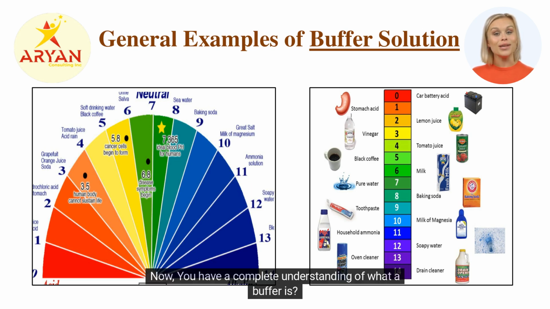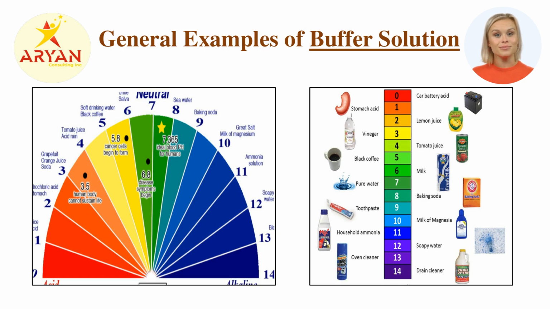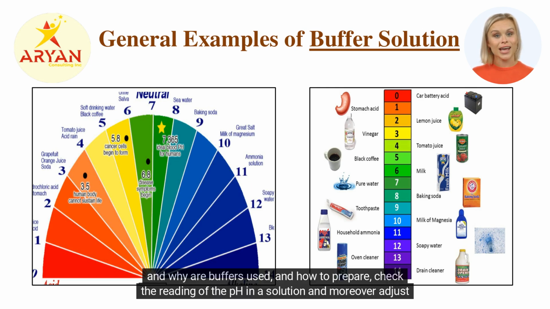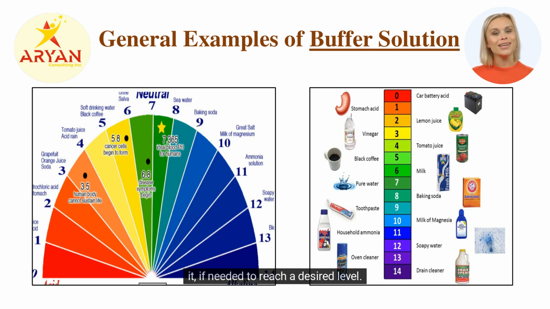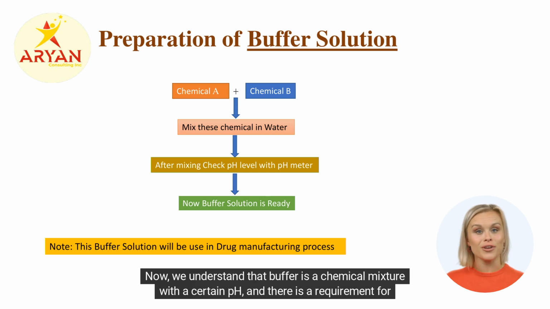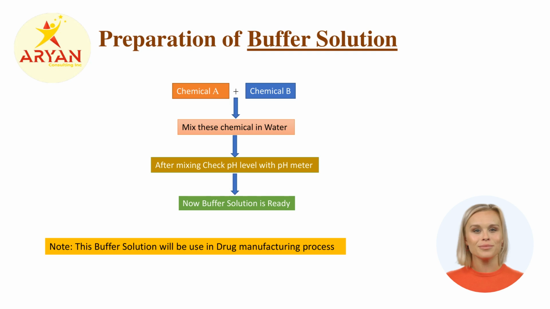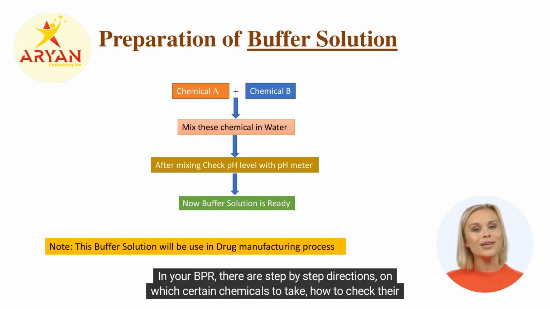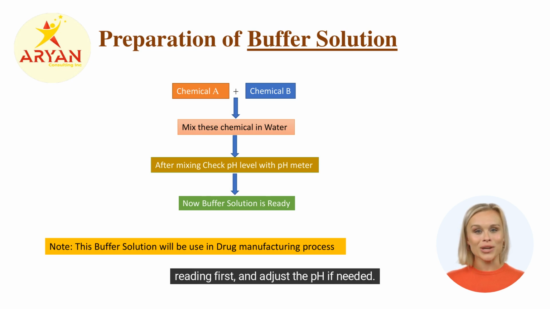Now you have a complete understanding of what a buffer is, why buffers are used, and how to prepare. Check the reading of the pH in a solution and moreover adjust it if needed to reach a desired level. Now we understand that buffer is a chemical mixture with a certain pH, and there is a requirement for the drug to take it to a certain level. In your BPR, there are step-by-step directions on which certain chemicals to take, how to check their reading first, and adjust the pH if needed.